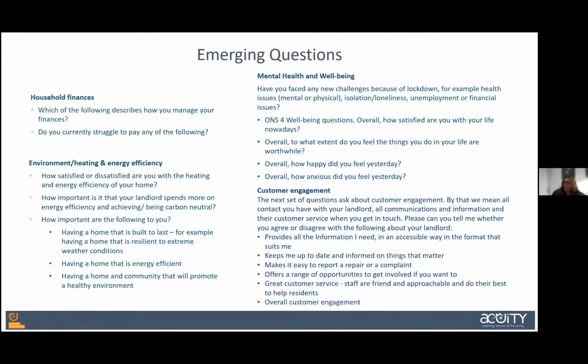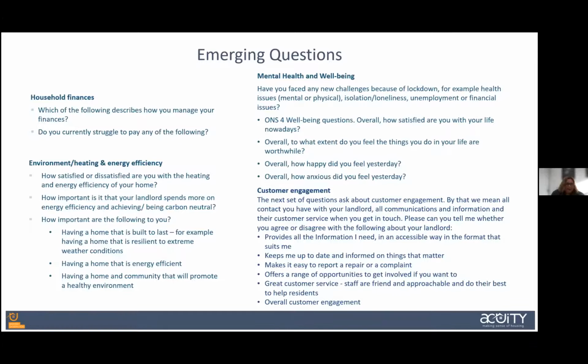We are going to see a lot more questions around environmental, heating, energy efficient, carbon neutral homes. So it can be linked to whether you feel your home's energy efficient. Is your heating too expensive? Where do we sit with carbon neutral? We've got a landlord that's just been asking, what's the most important thing to you?